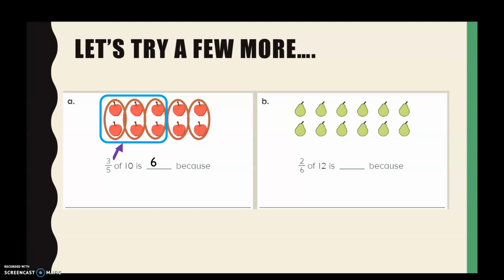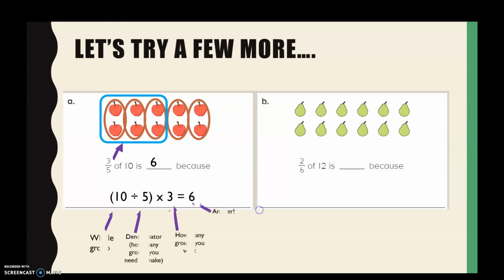And what's my reasoning for that? Well, I thought about 10 divided into 5 groups, because of fifths, my denominator, and then I multiplied it by 3, my numerator, to get my answer of 6. So I'm thinking about what I started with, my whole group, divide it by your denominator, how many groups you need to make, and then multiply it by how many groups you want. I want 3 out of those 5 groups. That's going to give you your answer.